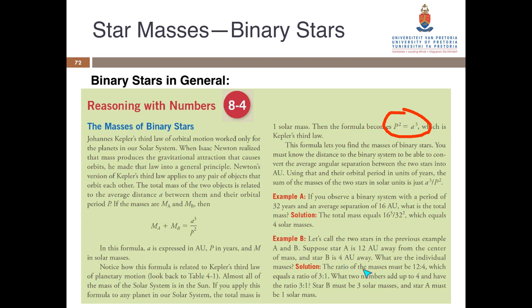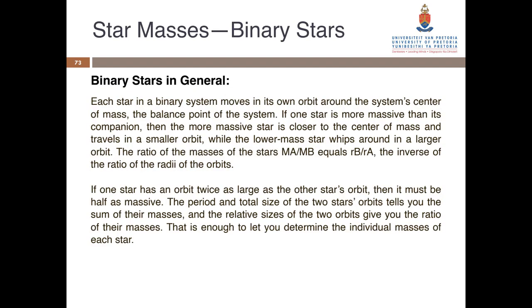Then the ratio of the masses must be 12 to 4, which equals a ratio of 3 to 1. What two numbers that add up to 4 have the ratio 3 to 1? So star B must be 3 solar masses and star A must be 1 solar mass. So it's just straightforward plug and play formulas.